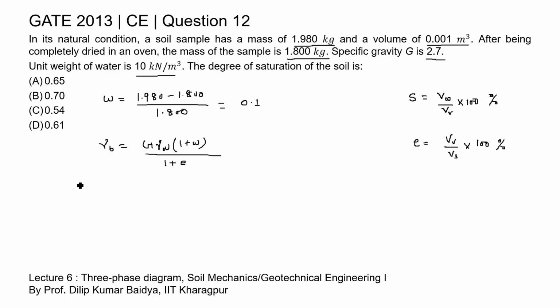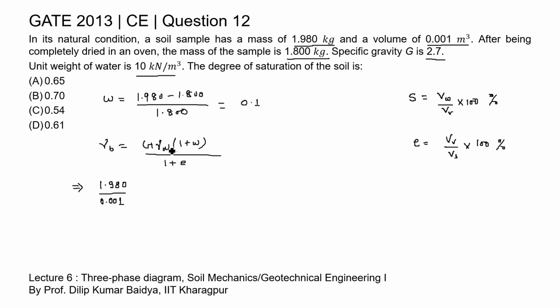Now, can we find the gamma B? Yes. How? The gamma is density. So, density is mass per unit volume. So, mass is 1.980 divided by 0.001. Now, this is in kg per meter cube, as it can be seen from here, kg per meter cube.